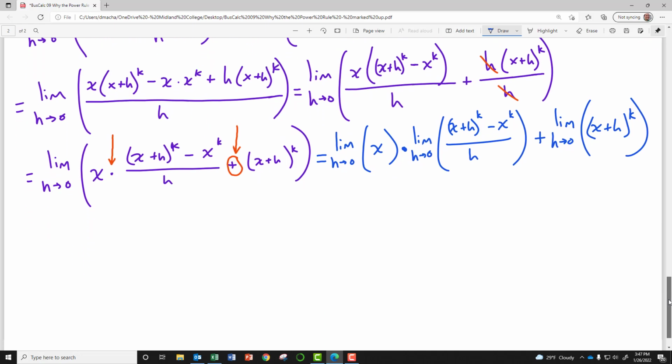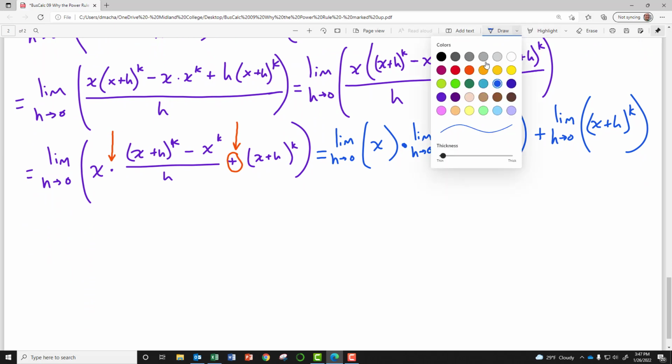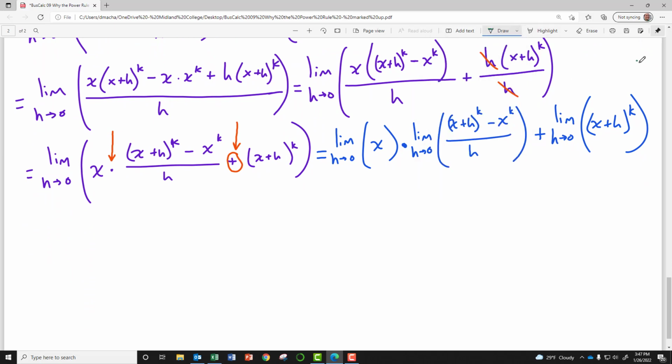And I'm starting to run out of space, but we're also getting so close to the end of the video. So this first limit, when I take the limit as h approaches 0 of just x, notice I don't even have any h's, and so this limit here just becomes x.